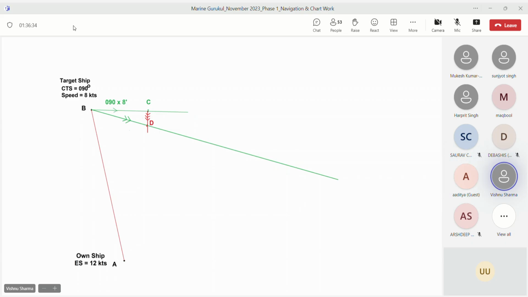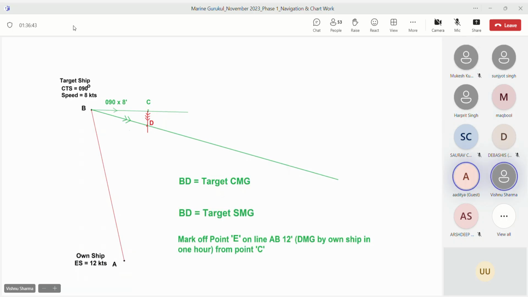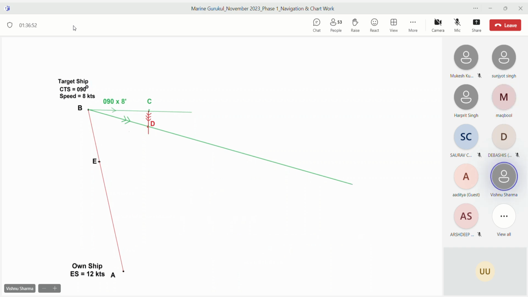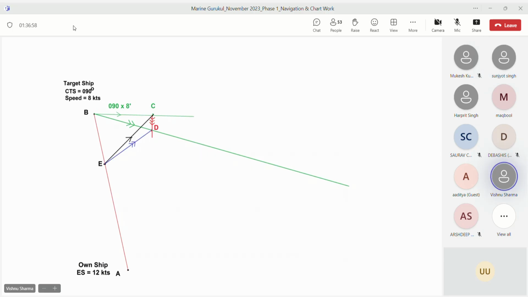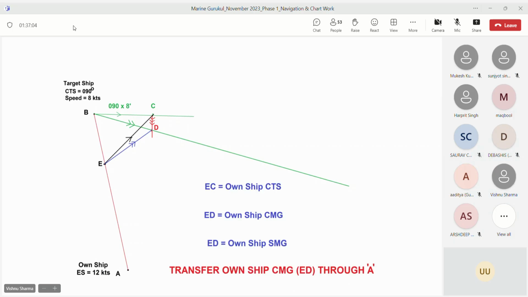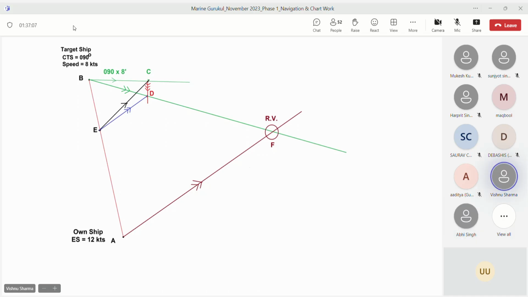Now, where do we keep the compass to cut 12 miles? At C or D? C, sir. So we cut. So BD is this. Mark off point E on the relative line of approach 12 miles from point C. And you get E. Then E to C is the CTS and E to D is the CMG. And you get the vector triangle for own ship. Then CMG you transfer through A. And you get the rendezvous position at F. Is that clear? Yes, sir.